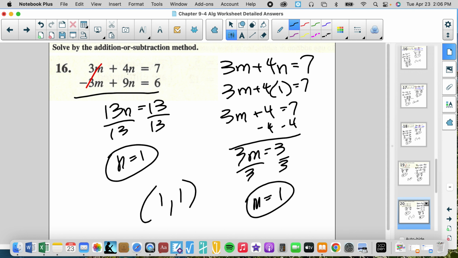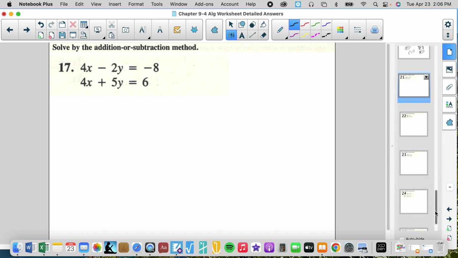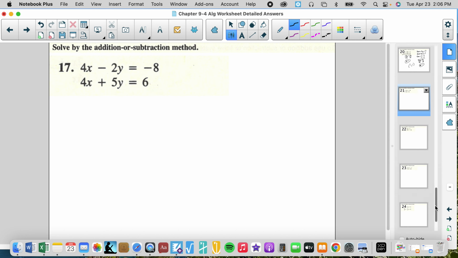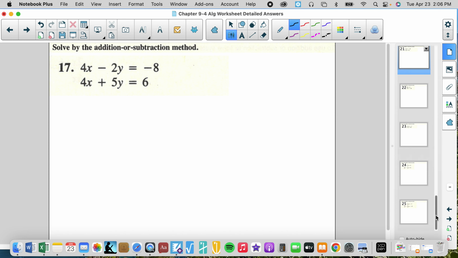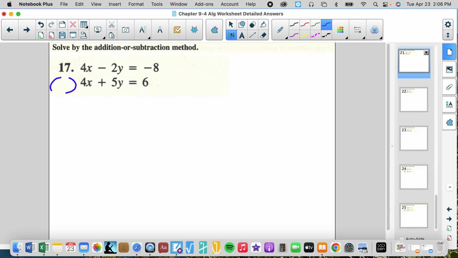Mn is good. How many? Oh, all right, we got a couple more. Five more. Okay, five more. Here we go. I like the last couple at least. They are kind of tricky with fractions.